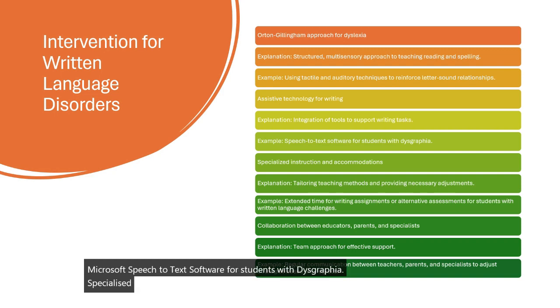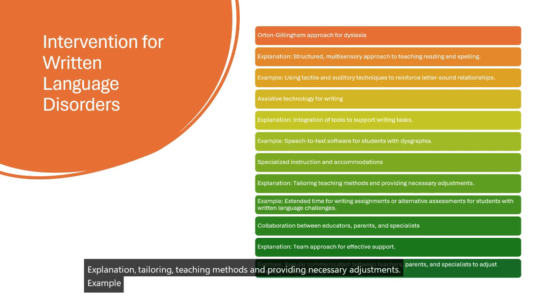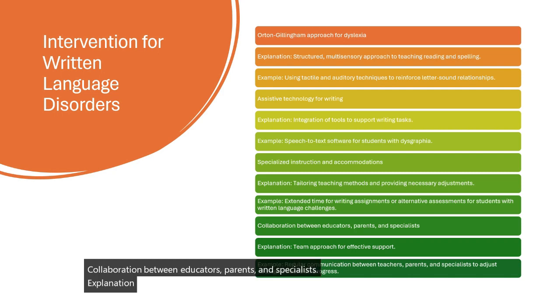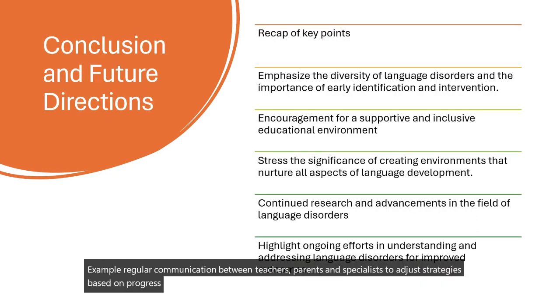Specialized instruction and accommodations. Explanation: tailoring teaching methods and providing necessary adjustments. Example: extended time for writing assignments or alternative assessments for students with written language challenges. Collaboration between educators, parents, and specialists. Explanation: team approach for effective support. Example: regular communication between teachers, parents, and specialists to adjust strategies based on progress.